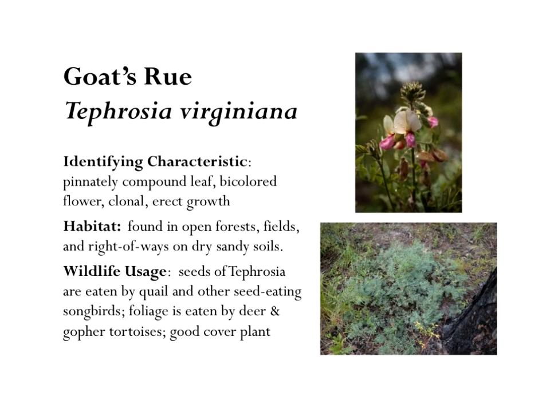Goat's rue, this is a common one that you're going to find across the range, really. Tephrosia virginiana. There are a few different species of Tephrosia, but this one's going to be probably the most common one you'll see with the widest distribution. It has a pinnately compound leaf, and it has this really unique bicolored flower. And the way that the plant grows, it grows.